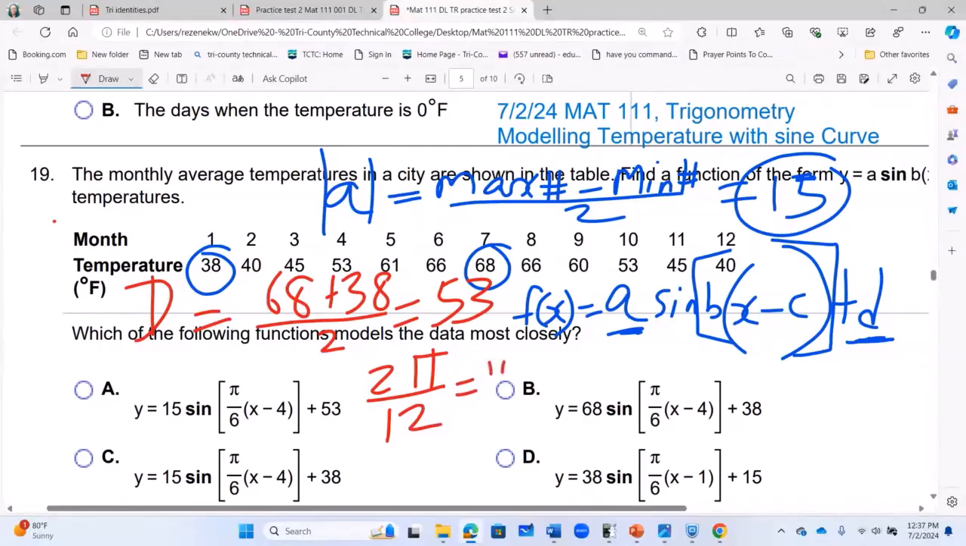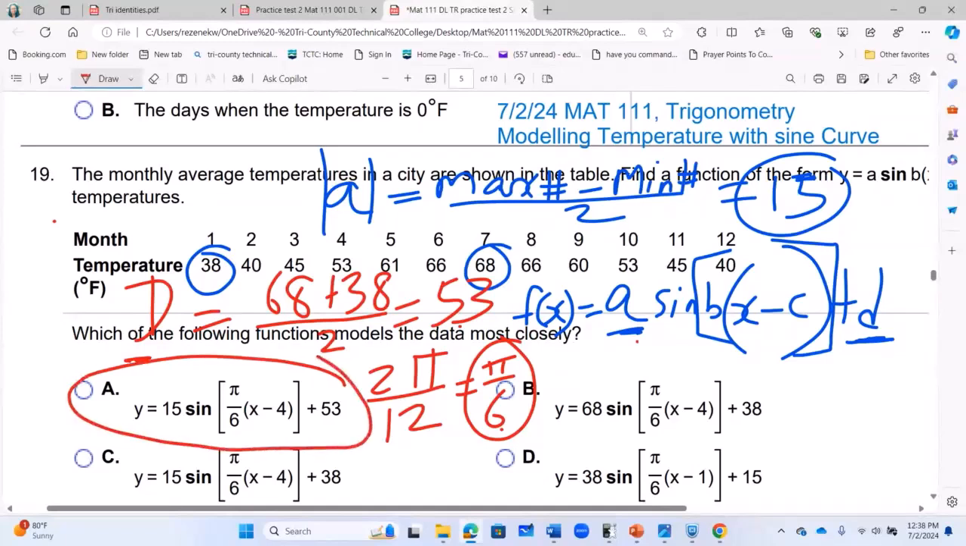Therefore, I have pi over 6. So now pi over 6 stands as my B. So I know A, the amplitude, I know the vertical shift D, and I know B. Now I can actually go ahead and guess the one that is correct. So this is going to be the right one.